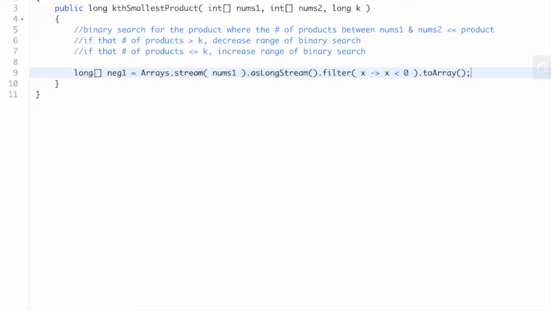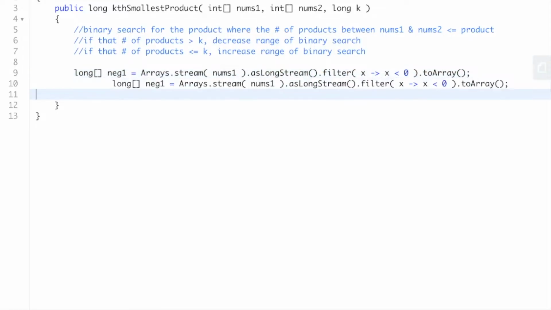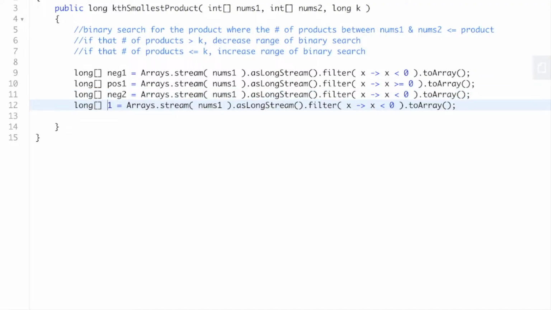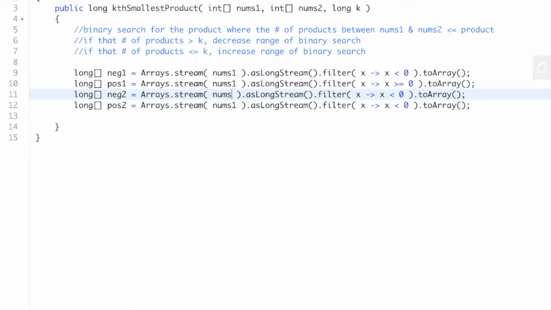Okay, cool. Then we're going to do three more, because we have to do the positives and negatives for nums2 as well. So let's do the positives. Pass in nums1 again, and we just change this to greater or equal to 0. Now this has all of our positive numbers, and now we want to do neg2 and pos2. We pass in nums2 for this, and change this to greater or equal to 0. Cool. Now I have all my negative numbers and positive numbers for nums1, and my negative numbers and positive numbers for nums2.